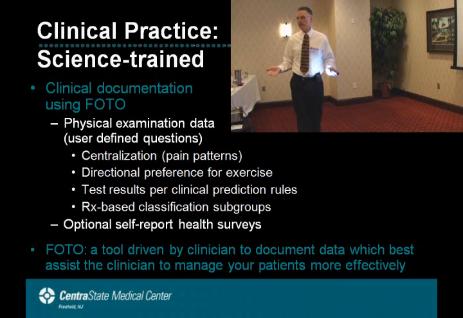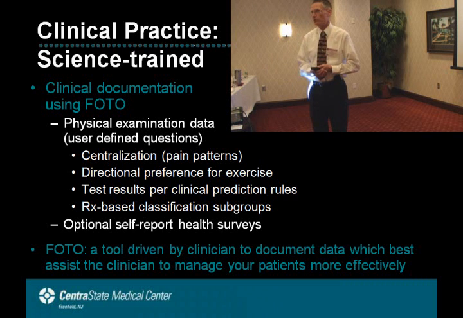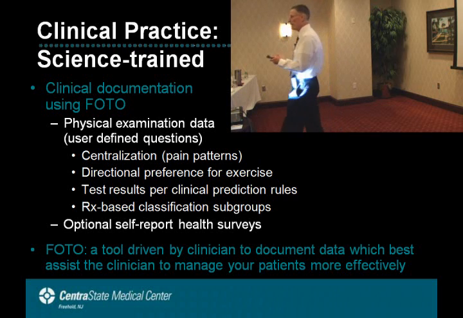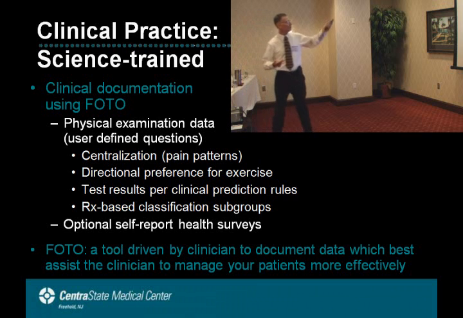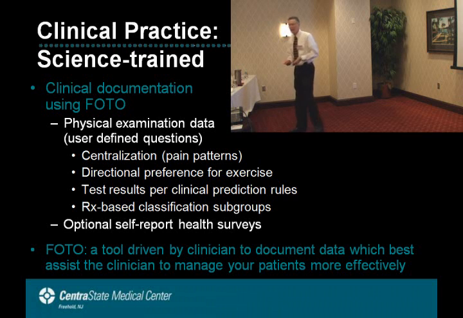I mean, there's a lot of information out there that we just don't know how to quantify, and if we have your information, we can start doing that through user-defined questions. For example, there's no place in photo that I can go and click centralization if I feel that's an important physical examination or observation. There's no way I can collect that data unless I start telling the photo, the tool, I need that data. So I create it. I find interest in directional preference.